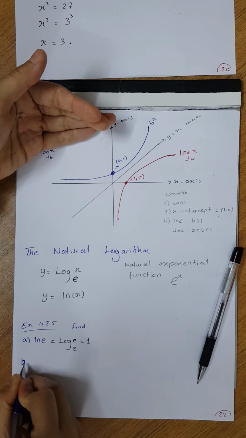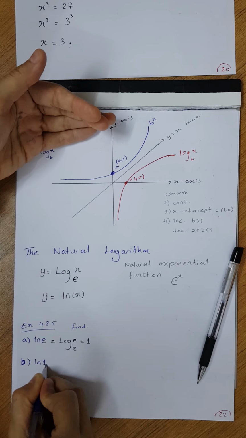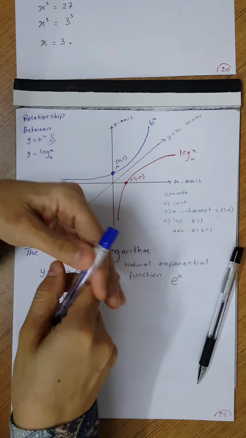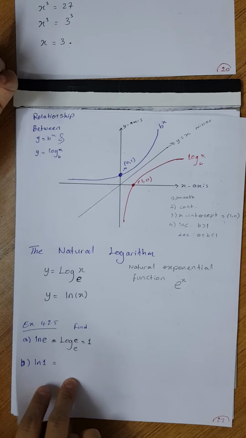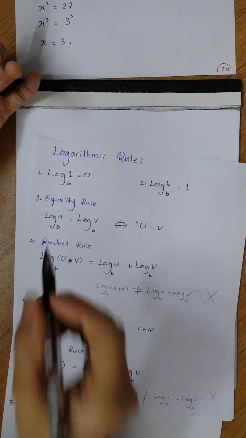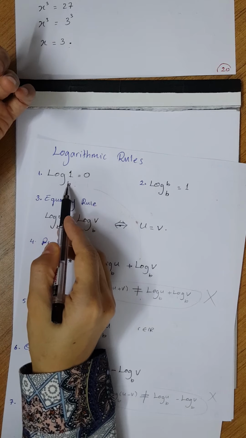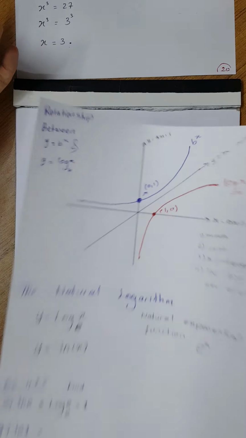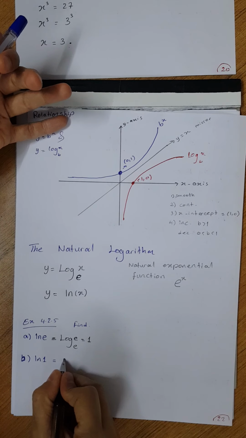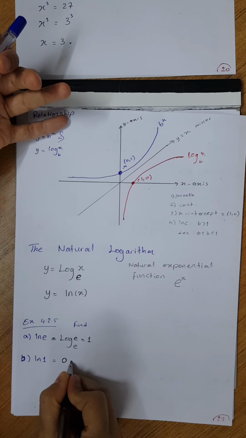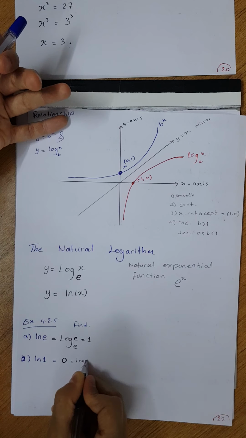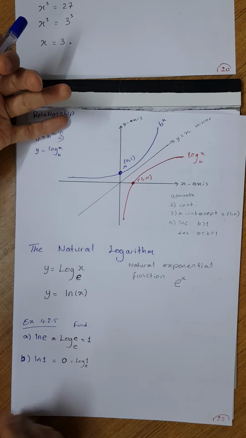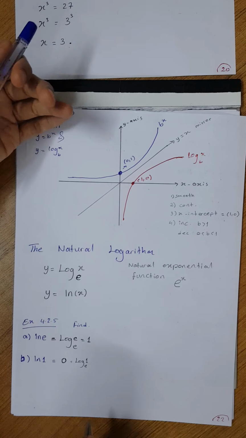or let me write B, ln of 1. Ln of 1 is equal to what? I have got a rule for 1 in the logarithmic functions. I know logarithm of 1 with any base is equal to 0. Ln is the same thing as logarithm, so ln of 1 is again equal to 0. Why? Because that one is equal to logarithm of 1 with the base of e, and I know that this one is equal to 0, but you do not need to write this step because you already know that ln of 1 is equal to 0.